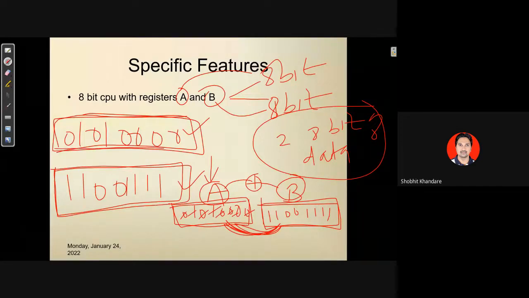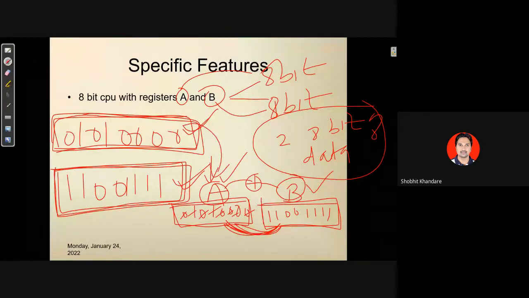So operand 1 is stored in register A, which is 8 bit, and the second operand is stored in the next register, which is called the B register. Both are 8 bit in size, so this goes in A and this goes in B. For that we have special instructions to store this in the A register and this in the B register. Once we store that, we have a special instruction to add these 8 bit numbers.